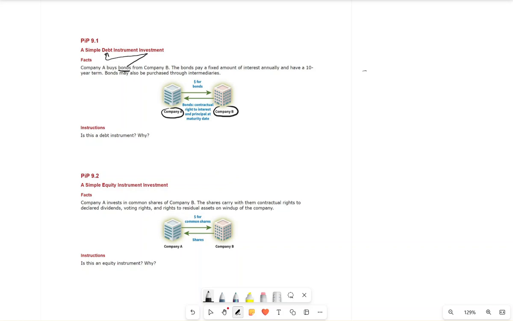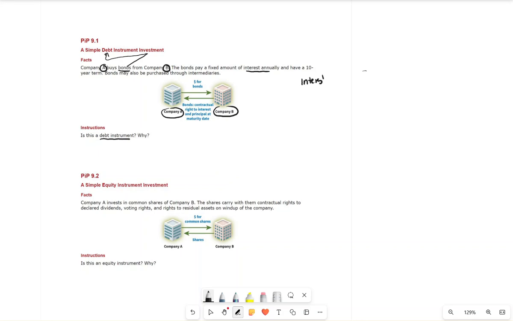In this case, we need to know: is this a debt investment or an equity investment? How do we know? By looking at the question or at what the contract says. They said company A buys bonds of company B. The bond pays a fixed amount of interest annually for 10 years and may also be purchased through an intermediary. Is this a debt investment? Yes, it is, because company A bought bonds of company B.